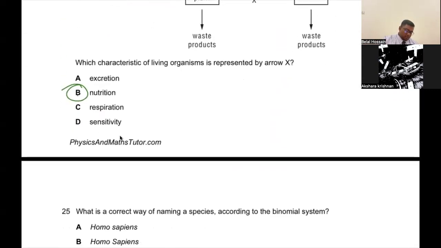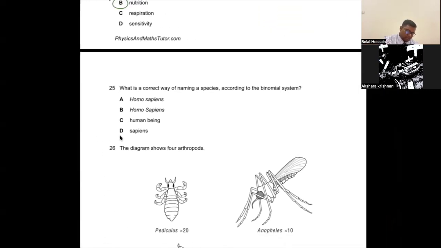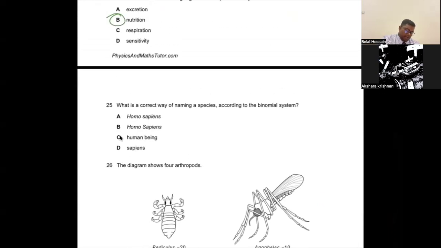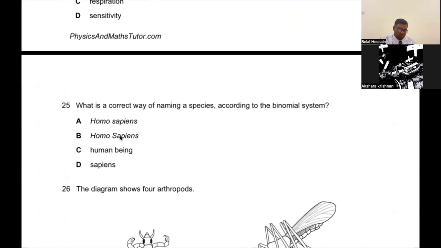I think only a few left. Okay, number 25, give it a try. What is the correct way of naming species according to the binomial system? The first one.